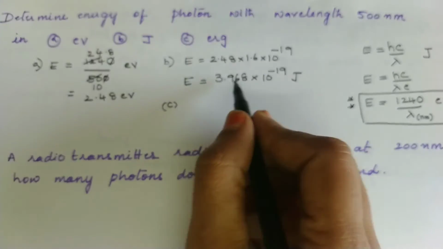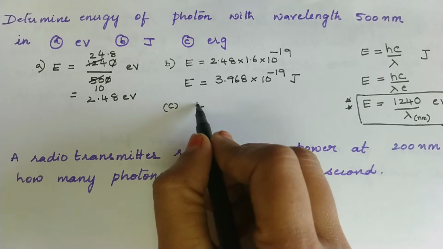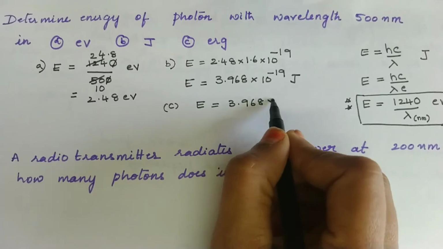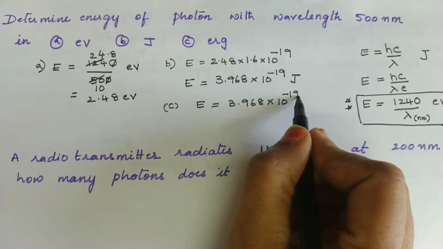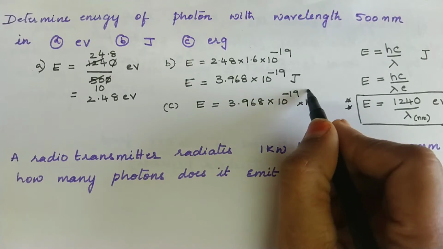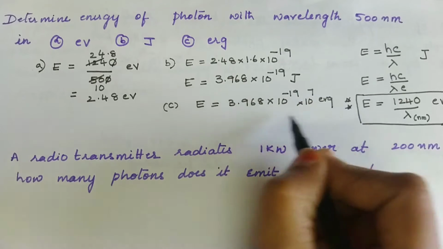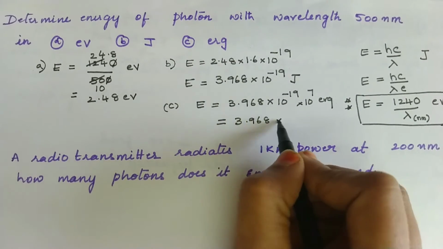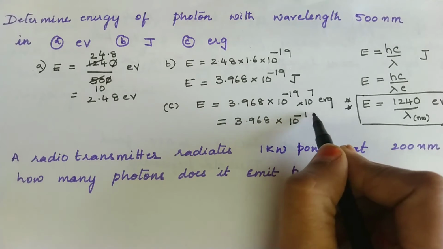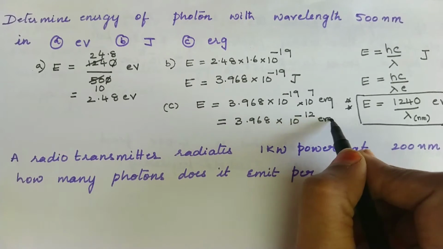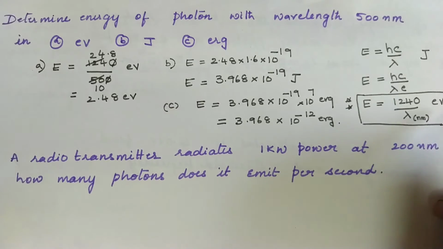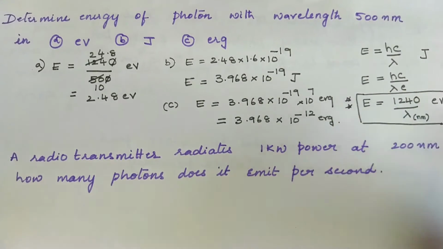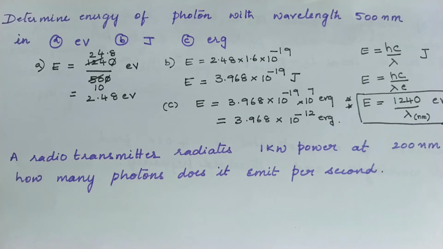Then for the C bit, energy in ergs: E is equal to 3.968 into 10 power minus 19. We know 1 joule is equal to 10 to the power 7 erg. So the answer is 3.968 into 10 to the power minus 12 erg. I again repeat, if you want the answer directly in electron volts, make use of this relation. Now come to the next bit.